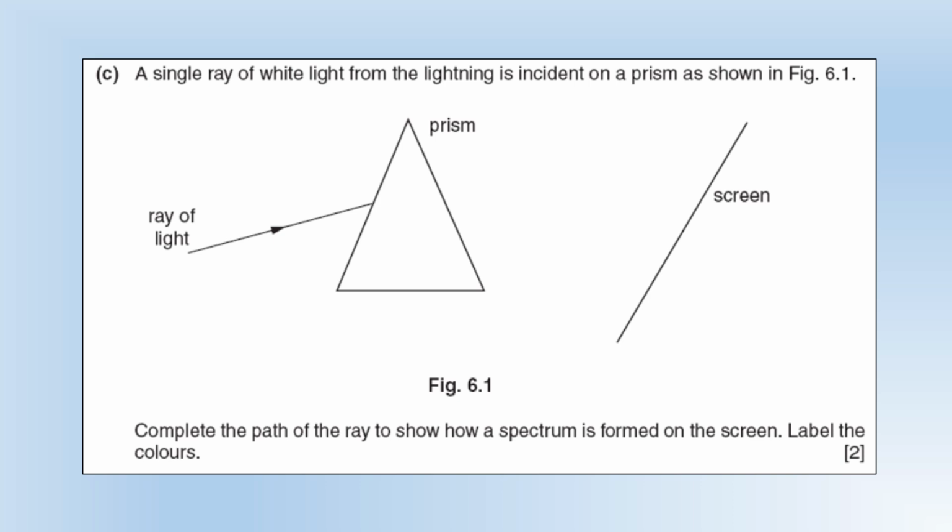Okay, so a single ray of white light from the lightning is incident on a prism as shown. Complete the path of the ray to show how a spectrum is formed on the screen. Label the colors. So essentially what happens is at the first boundary you get the dispersion of the wavelengths. Red is refracted the least, violet is refracted the most, or violet travels closest to the normal. Whichever way you like to phrase it, you end up with this kind of split, and all the other colors would be in order in between.